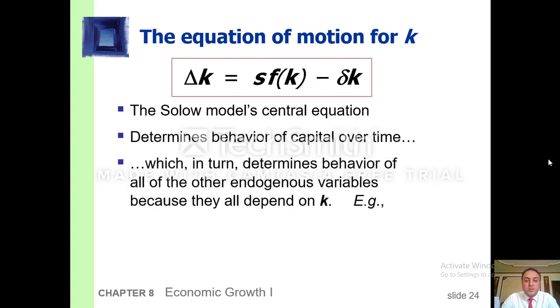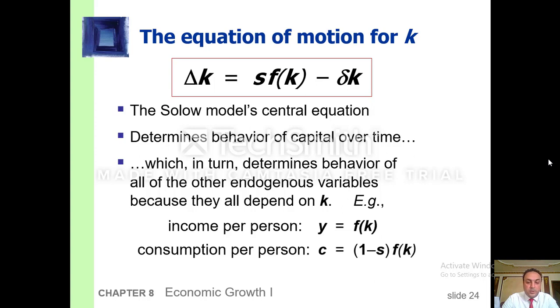So this is the Solow model's central equation. It determines the behavior of capital over time, which in turn determines the behavior of all the other endogenous variables because they all depend on the capital. For example, the income per person equals the function of the capital per worker, and the consumption per person equals 1 minus s multiplied by the function of capital per worker.